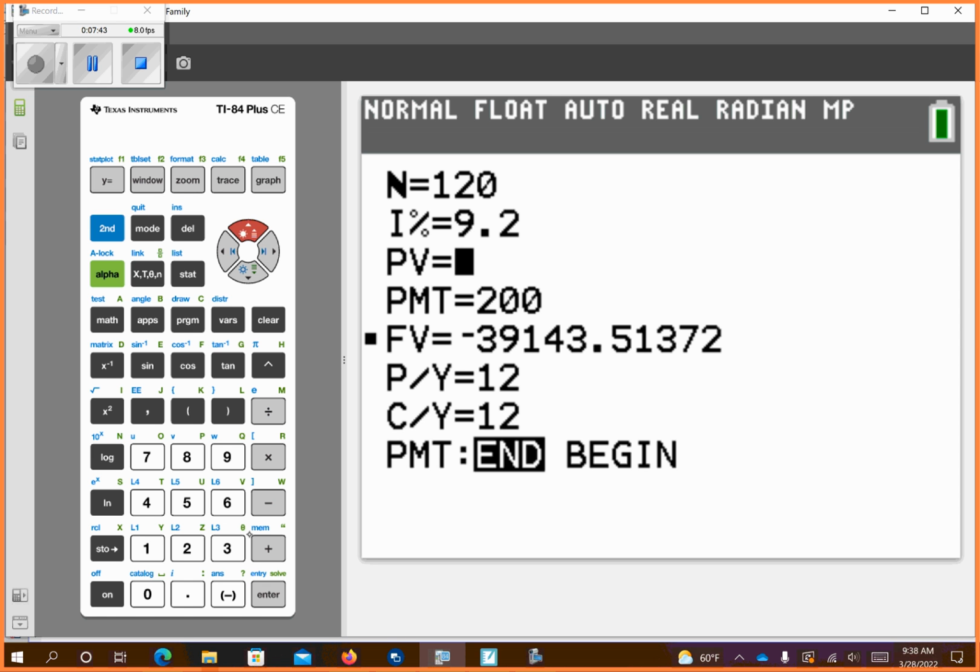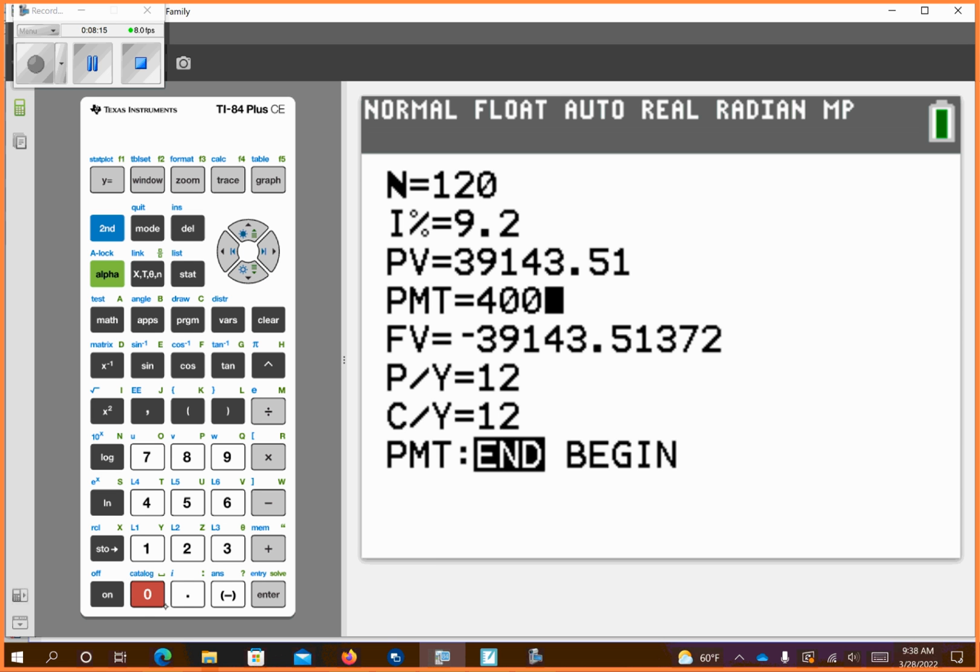So I'm going to change this to $39,143.51. Okay? So now we're going to go from age 30 to 40. From 30 to 40, you would probably be making more money. If you're choosing to start a family, you might have little ones. I don't know what your plans are. But because we're making more money, for the next 10 years, we're going to up our payment to $400.